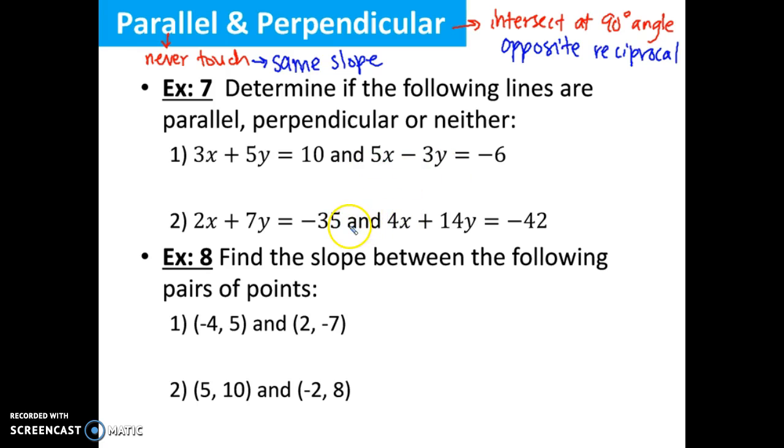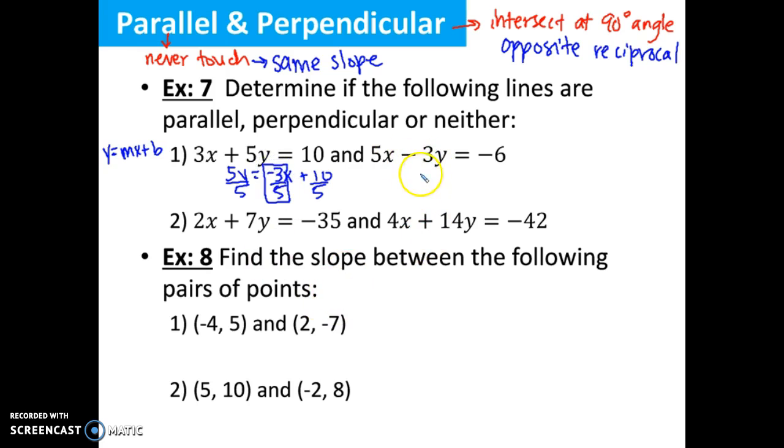or neither. Well, one of the easiest ways to look at it is to put them in slope-intercept form so you can look at their slopes very easily. So remember, slope-intercept form is y equals mx plus b. For this first one, I'm going to subtract the 3x, so we get 5x equals negative 3x plus 10, and then divide everything by 5. I don't even have to worry about simplifying because I can see the negative 3/5 there.